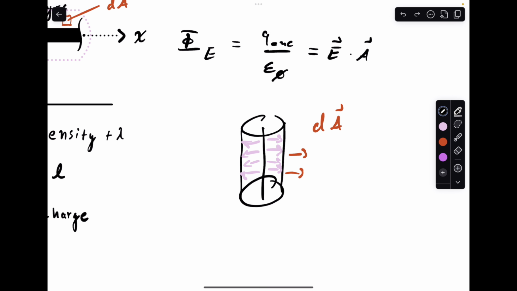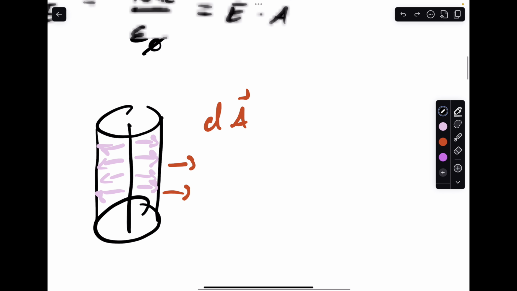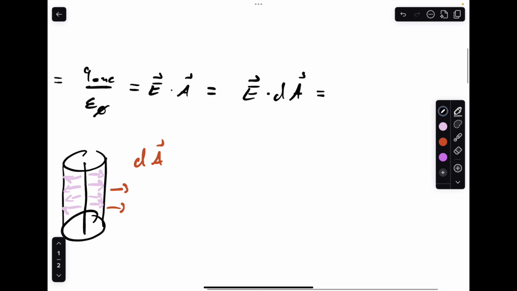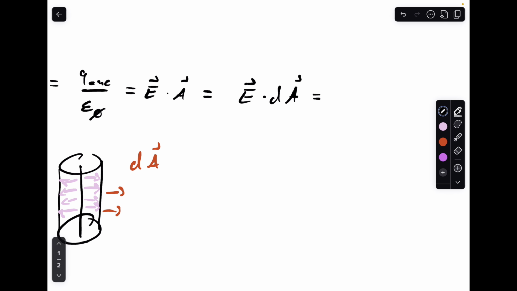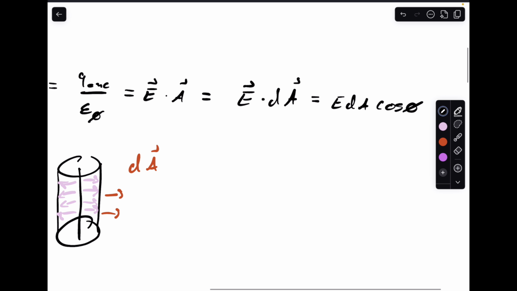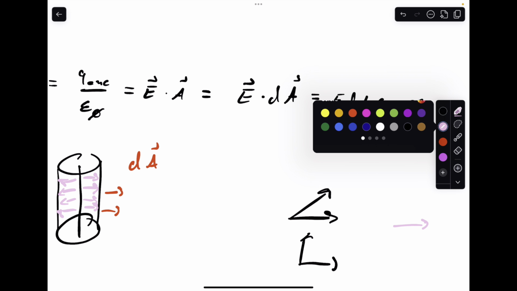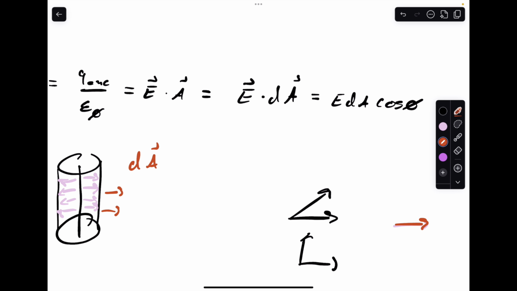So guess what? When I do the dot product, E dot dA, for every single dA and for every single electric field that corresponds to the dA, cos theta will be 0 because they both radiate outwards and they both point in the same direction. Therefore, the theta between the two, right, isn't like this. It's not like this. No, it's actually like this because they point in the same direction.